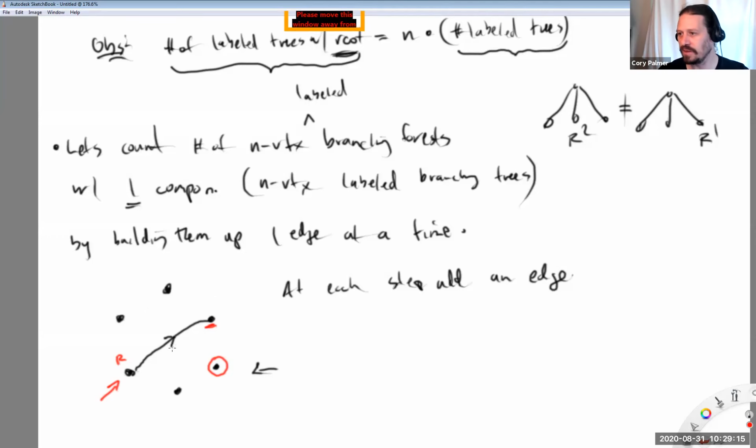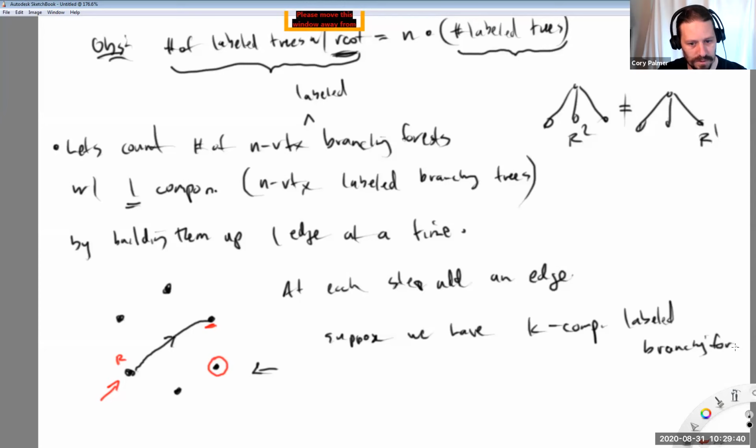So let's say I continue this procedure till now I have k components, okay? We don't know what it looks like, but I'm going to show you how to go from the kth step to the next step. Okay, so now suppose we have a k-component labeled branching forest. And let's build one with k-1 components by adding an edge.